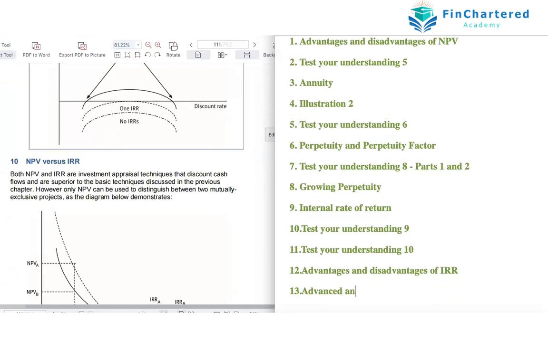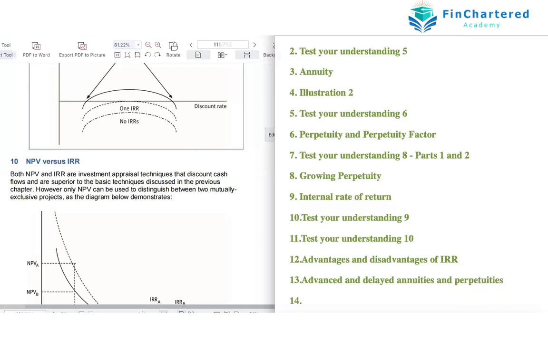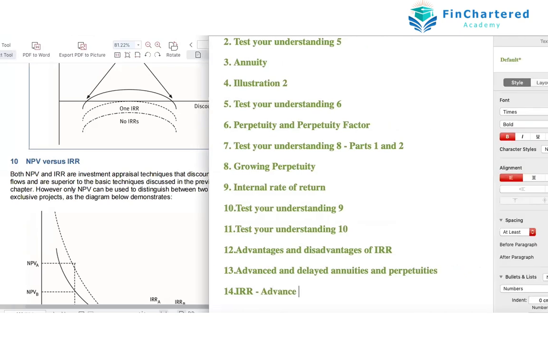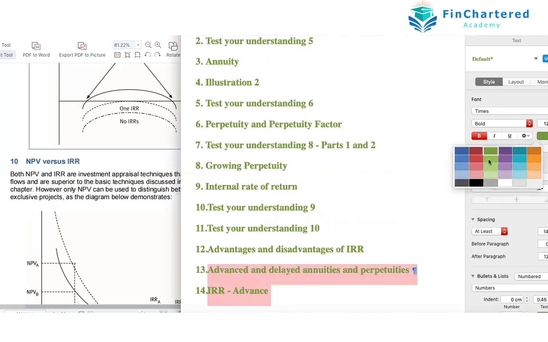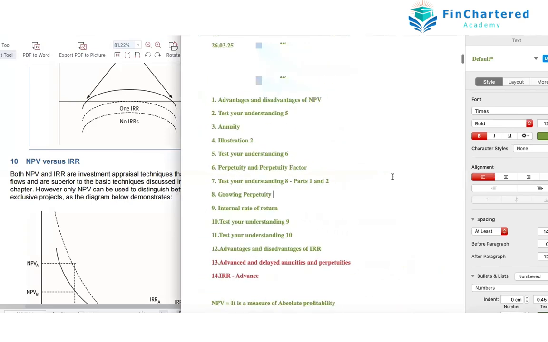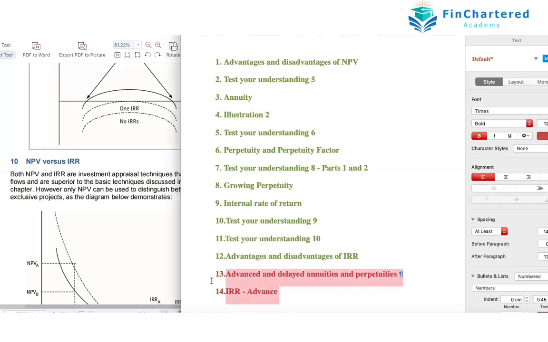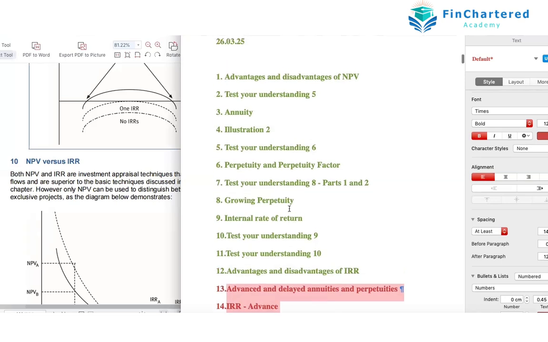So advanced and delayed annuities and perpetuities, and IRR advanced. I'm going to put this in red, meaning that when I see you in the next class, which I think is on Friday, I will be seeing that this is what we did on Wednesday, and this is something that was not covered, because I wanted you to be comfortable with annuities and perpetuities and the basics of IRR. I hope by Friday you will have studied everything that is in green. So your understanding will be very strong, and it will make sense to go into advanced and delayed annuities and perpetuities. But apart from this, this chapter is done.